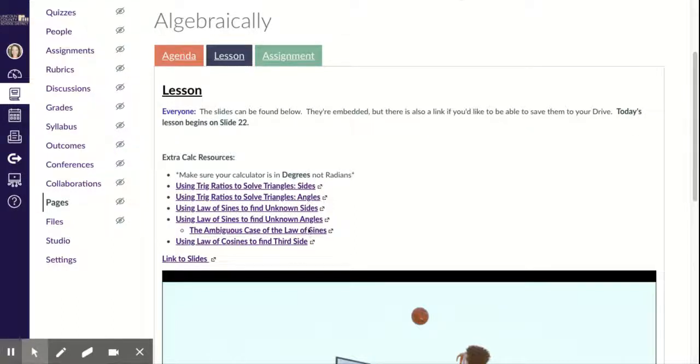It's really just three different topics. They break it down into sides versus angles. But if you're not comfortable with trig ratios, like the SOHCAHTOA stuff, you can click on these. The law of sines is here and the law of cosines is at the bottom. So that is probably helpful.